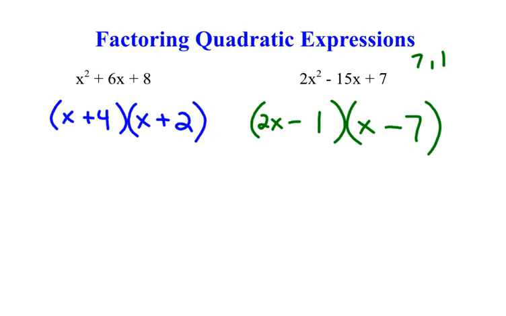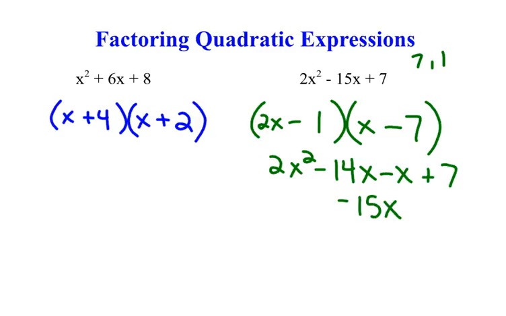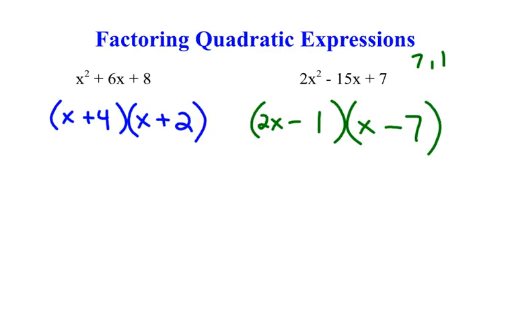Let's just do the foiling to double check. First, outside, this is what I was referring to. Inside, last, combine like terms. There it is, 2x squared minus 15x plus 7. That matches the original quadratic. So I know my factors of 2x minus 1 and x minus 7 are correct.